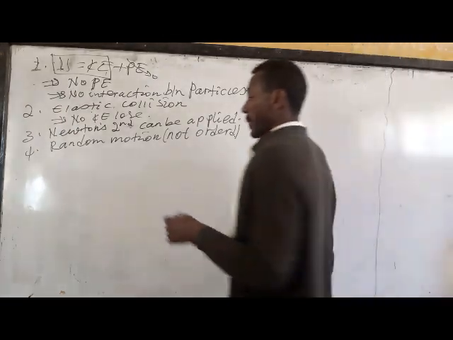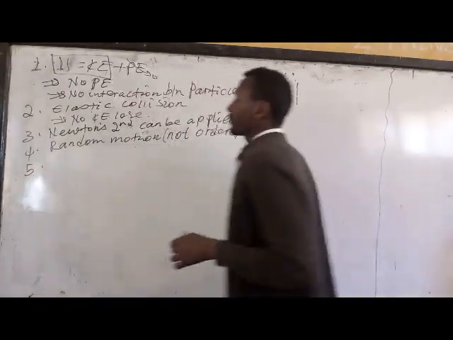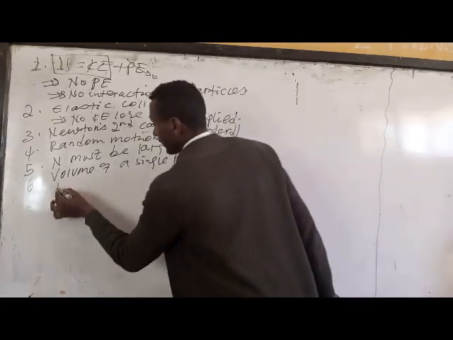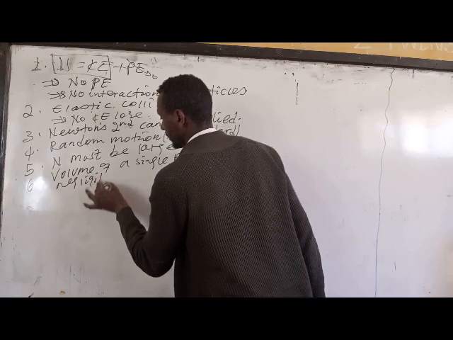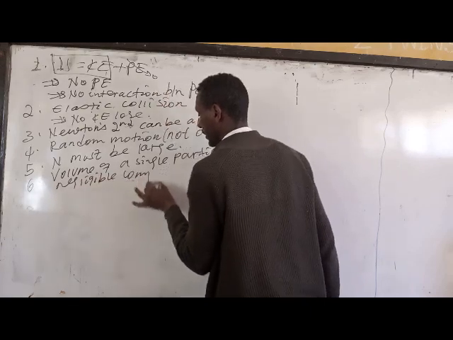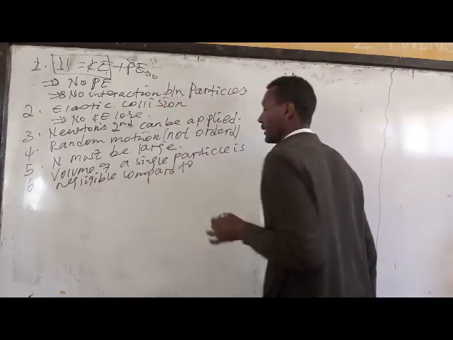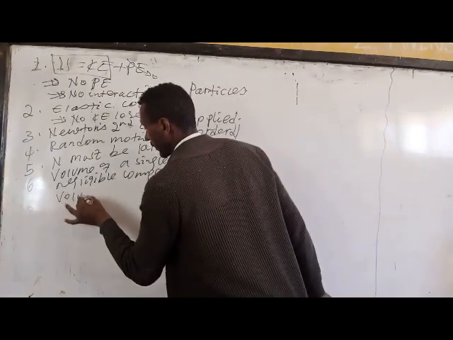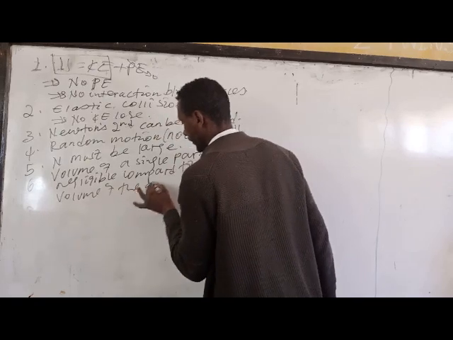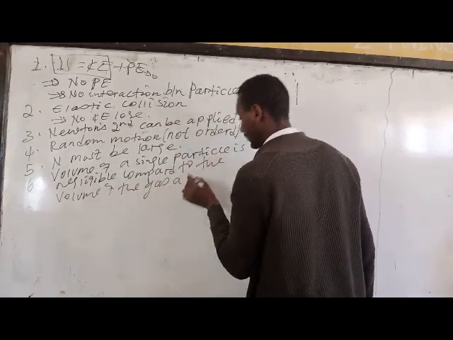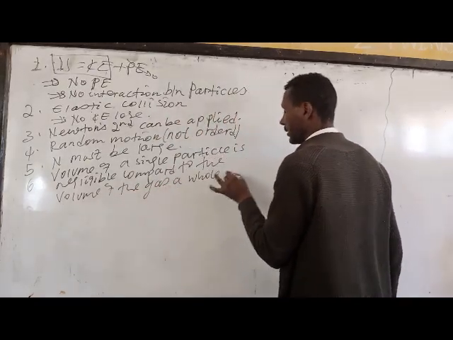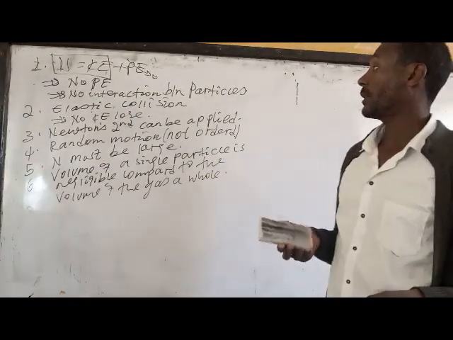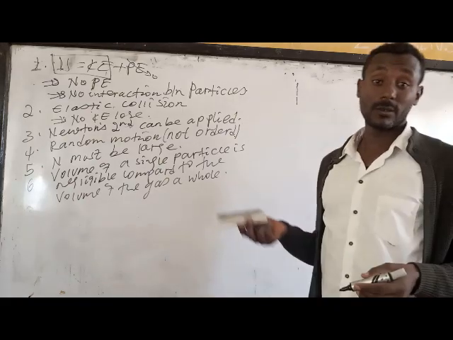Okay. The fifth assumption is the volume of a single particle is negligible compared to the volume of the gas as a whole. Okay, these are the assumptions that are made while deriving the kinetic theory equation.